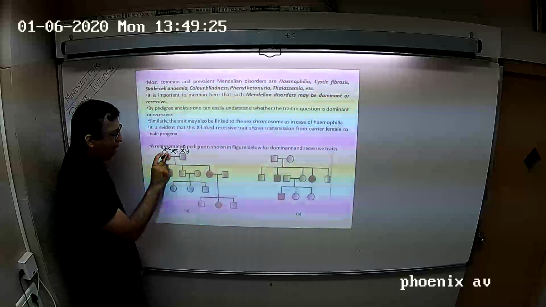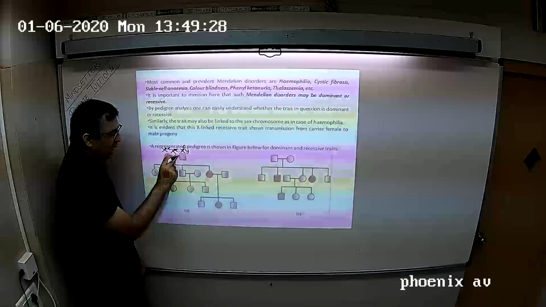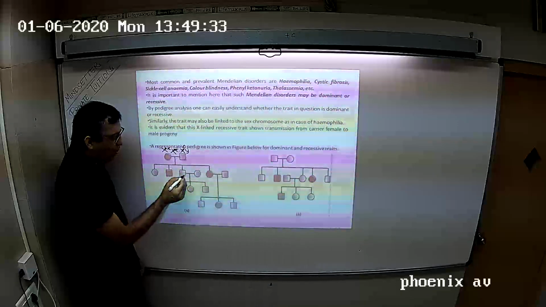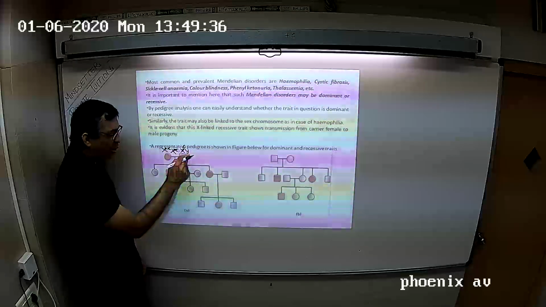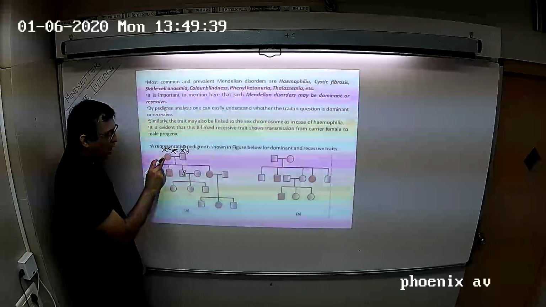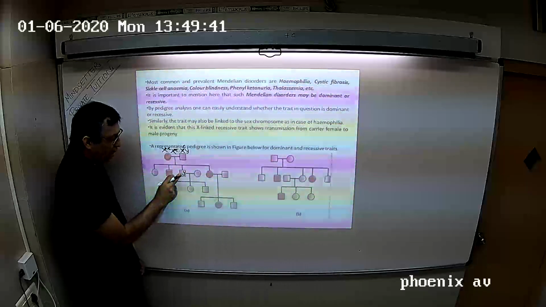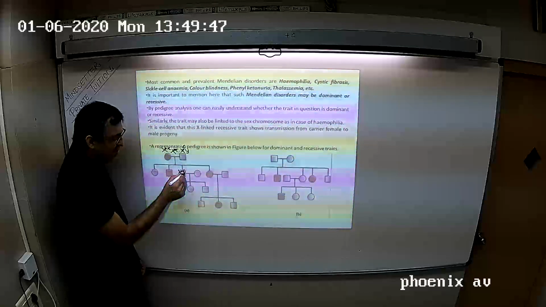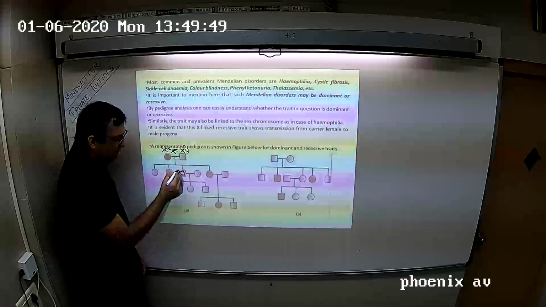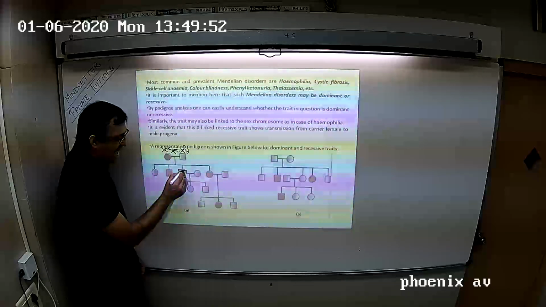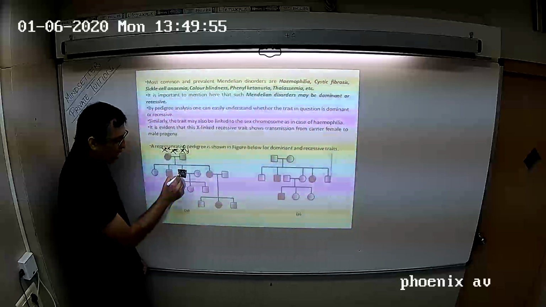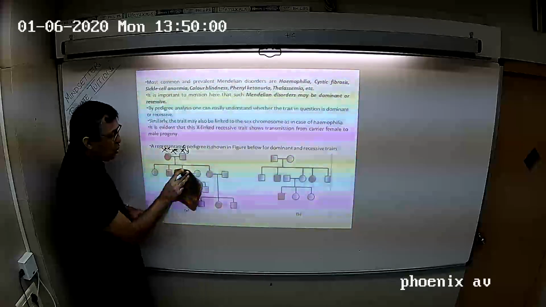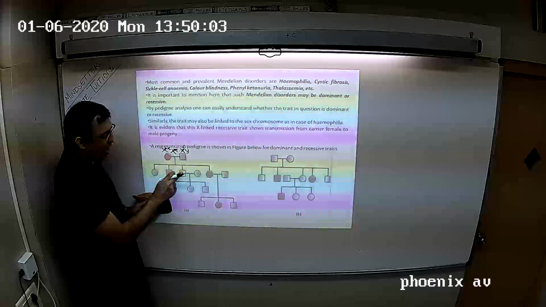Now, what would happen if she is X small c? The son will get Y chromosome from father, but he would have got X chromosome from the mother, and that means mother would have passed X small c and Y to the son. That means the son should have been affected. So X small c Y means the son has to be affected, but the son is not affected.